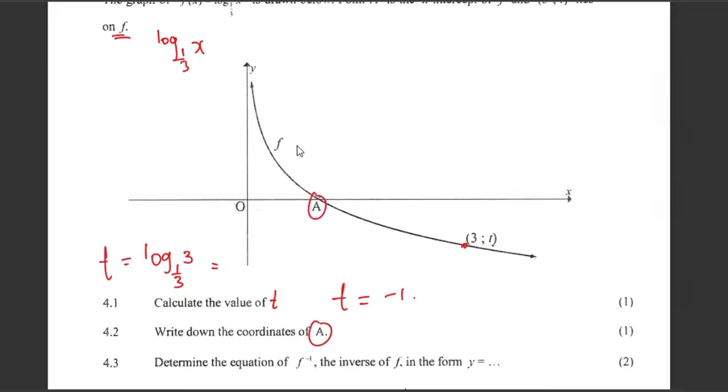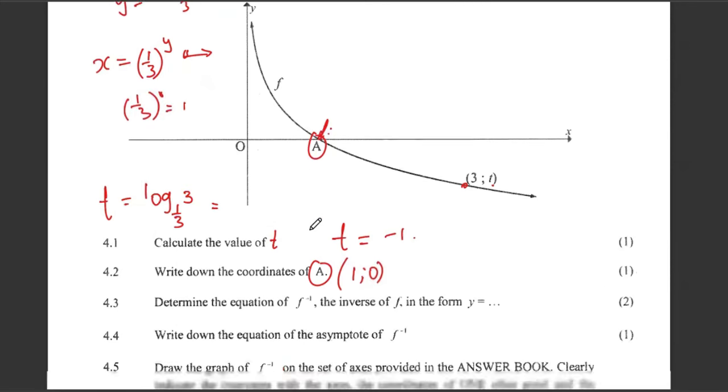Where do we find A? A happens when the y is 0. There are 2 ways of doing this. Number 1, if I try to express this in the exponential format, because this is the log format and this is the exponential format, then if y is 0, anything to the exponent of 0, because 1 over 3 to the exponent of 0 should give us a 1. So this is going to be 1 and 0.